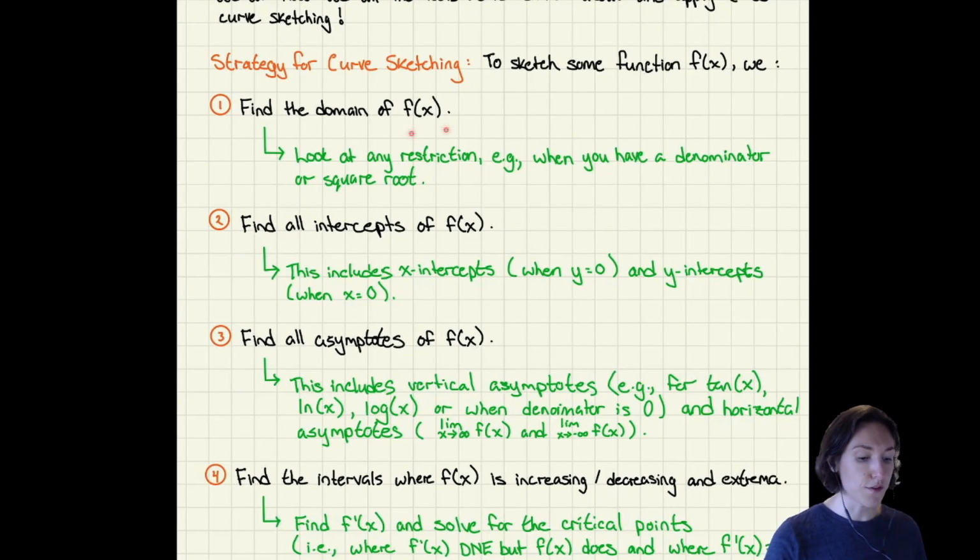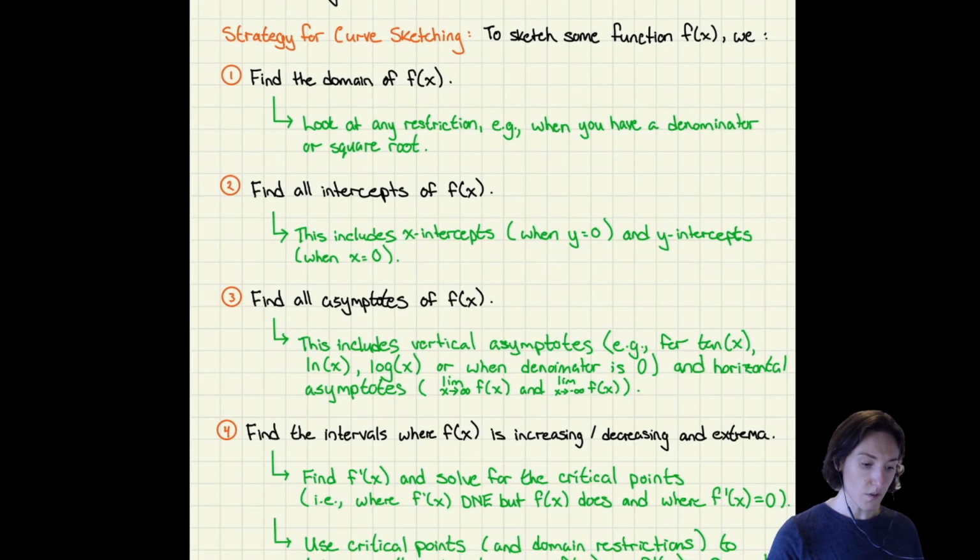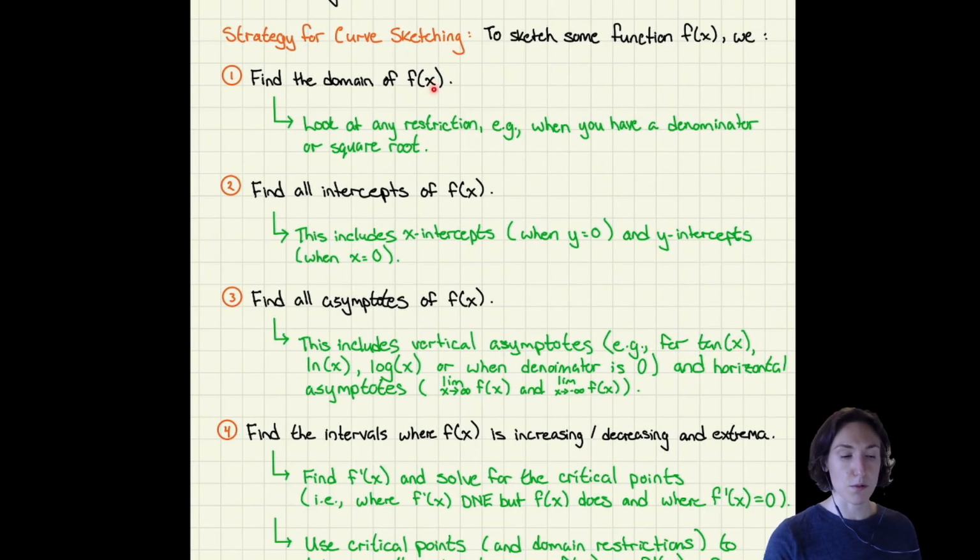So the first thing is you find the domain of the function. You see if there's any restrictions. So if you have square roots, you have to make sure the stuff in the root is greater or equal to 0. If you have a rational function, the denominator can't be equal to 0. You would get vertical asymptotes in that case. So that's the first thing. See what your actual domain is.